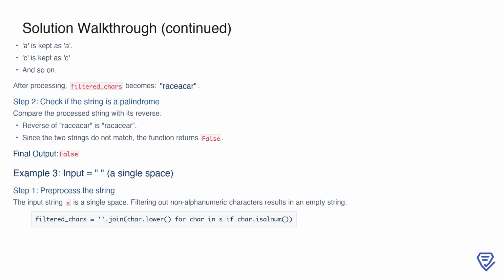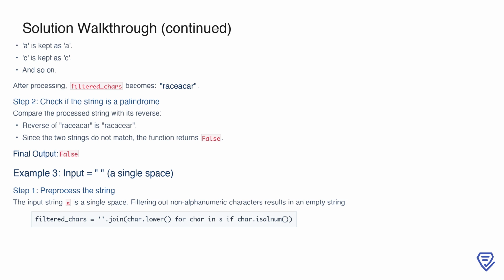The process continues until all valid characters are collected, resulting in the filtered string racecar. Now, we proceed to check if this string is a palindrome by comparing it to its reverse. The reverse of racecar is rexisor, which does not match the original. Since the two strings are different, the function returns false, indicating that the input is not a valid palindrome.